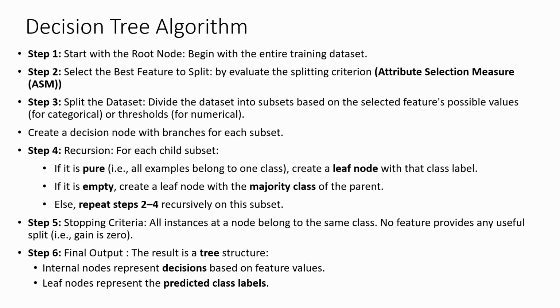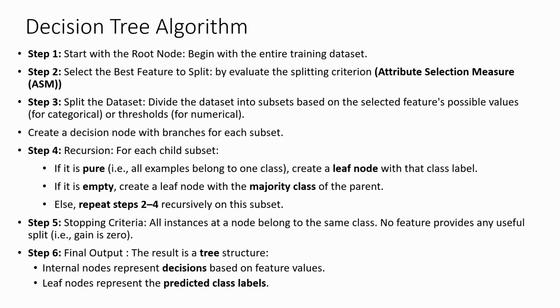So we have to create a decision node with branches for each subset. Then we have to do recursion for each child node. If it is pure, then create a leaf node with that class label. Pure means all the examples belong to only one class. If it is empty, then create a leaf node with the majority class of the parent. Otherwise you have to repeat steps 2 to 4.